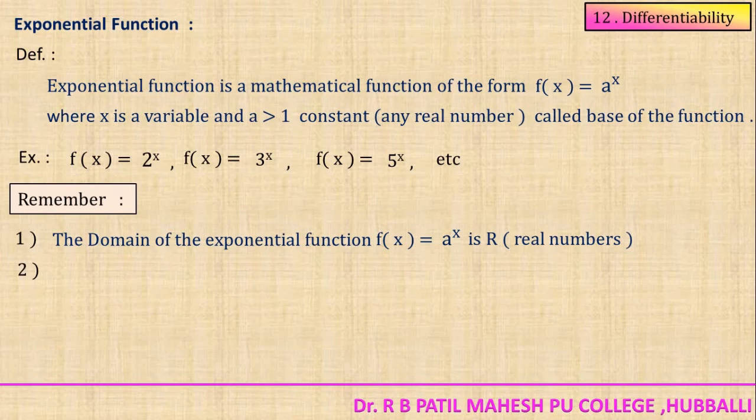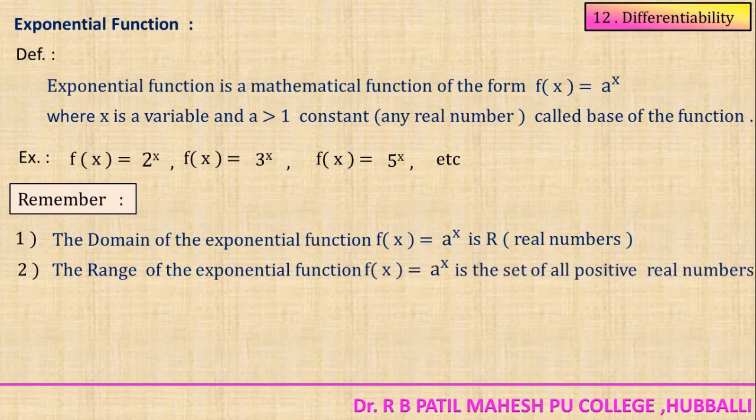And the second point is the range of the exponential function. That means after operating this function, what numbers do we get? We get only positive real numbers, the set of all positive real numbers. You can take any x here, but the output we get after operating that function is always a positive real number. You cannot get 0 or a negative number for any x, for any base.